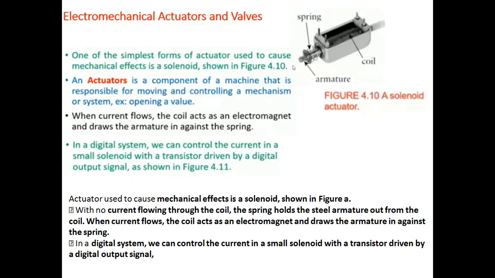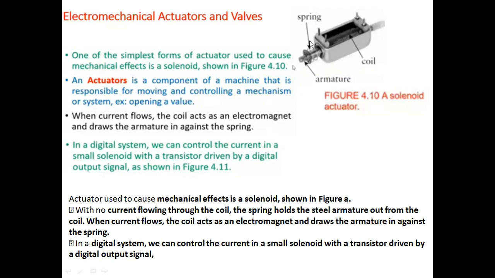With no current flowing through the coil, you can see here, the spring will be able to hold the steel armature out from the coil. And when the current is flowing, the coil acts as an electromagnet, and this will draw the armature in against the spring.